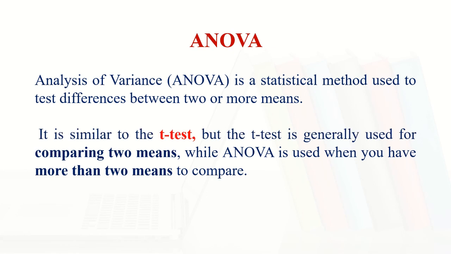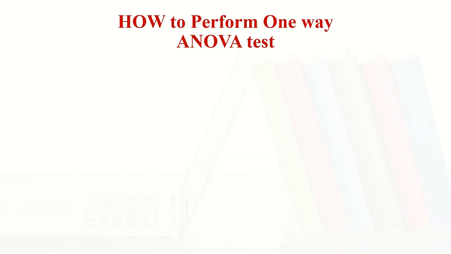So it is similar to the t-test, but the t-test is generally used for comparing two means, while Anova test is used when you have more than two means to compare. So the difference between t-test and Anova test is that the t-test we use when there are two means, we can compare those two means, but we cannot compare more than two means. But in Anova test we can do that. So there is no difference at all, except that in the t-test we can compare two, but here we can compare more than two.